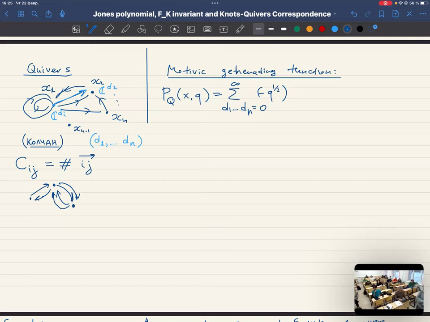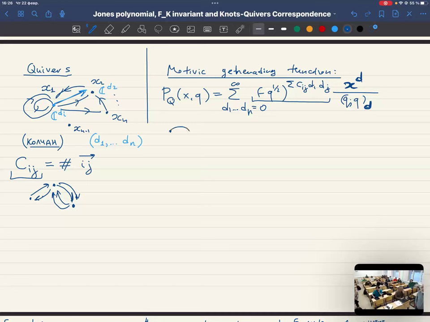Okay, and then if we have this matrix C_ij, then we can write the generating function. So here we need something to describe. First of all, the first part of it is quite simple. We just take minus q to the power of 1/2 and then to the power of some quadratic form. And why do we have 1/2 here? Because C_ij is a symmetric matrix.